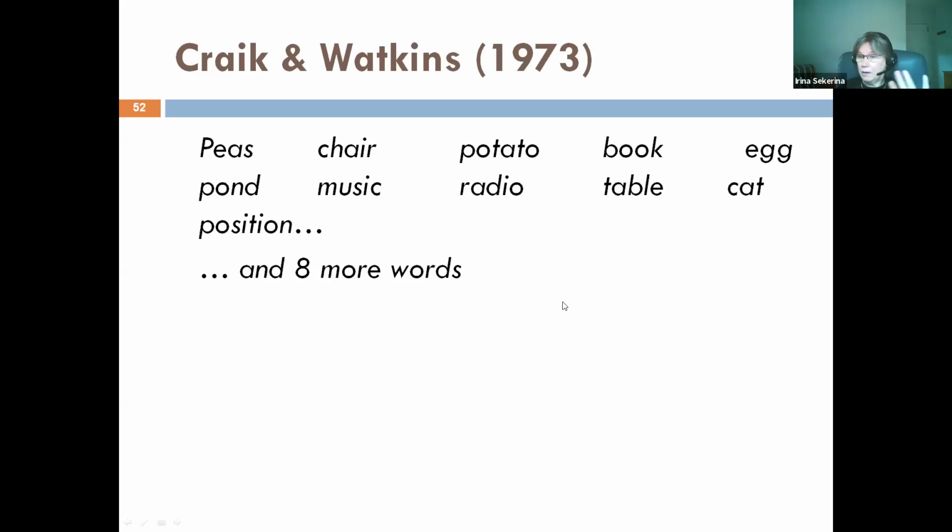So here is the prediction. This is how experimental psychology works. The hypothesis is that the more you rehearse in terms of length of time, the better you'll recall. So the prediction is that out of these words, position should be recalled better than pond, pond should be recalled better than potato, and potato should be recalled better than peas, because each of them has a shorter duration of repetition. And what did they find?